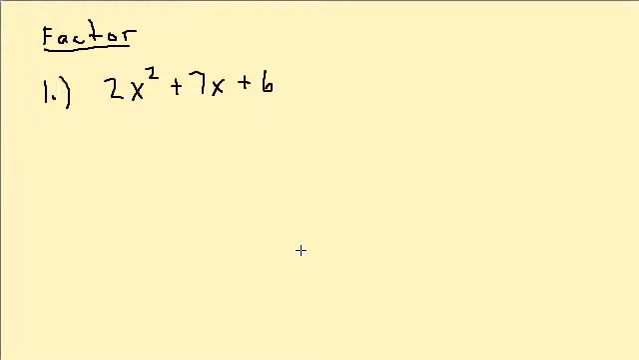So let's take a look at this problem here. Now, this is using the AC method. So we have 2x squared plus 7x plus 6. When we try to factor it, what we want to do is multiply the 2 and the 6 together, the coefficient of the first term and the last term. So we get 2 times 6 is equal to 12. And we want to list all the different ways we can multiply to get 12.